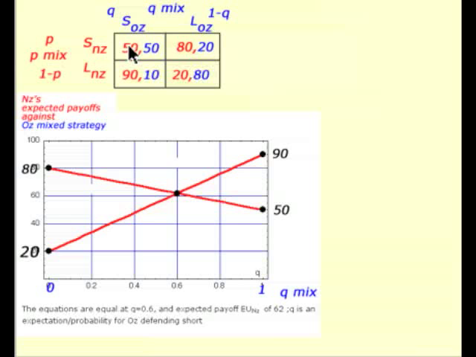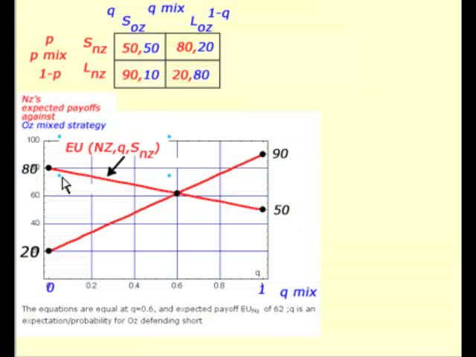But if they had a 100% chance of going short, then I'm going to get 50. And if they have a 0% chance of going short, I'm going to get 80. So I take the numbers 50 and 80, and I draw a straight line between them. Let me just get my labels in here.